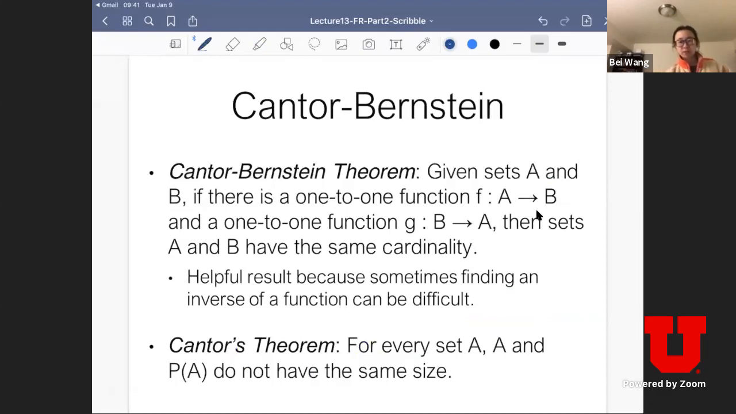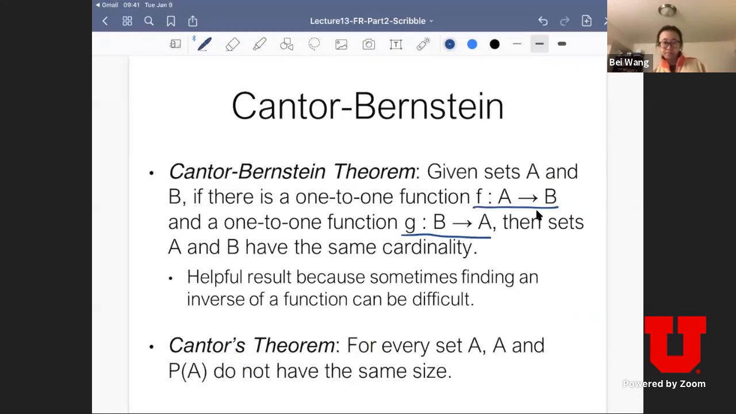Now we have an interesting theorem here. Given two sets, if there's a one-to-one function from A to B and a one-to-one function from B to A, then the sets have the same cardinality. This is slightly different than the previous one, which relies on inverse. In this case, if A to B is one-to-one and B to A is one-to-one, we can show that they have the same size.